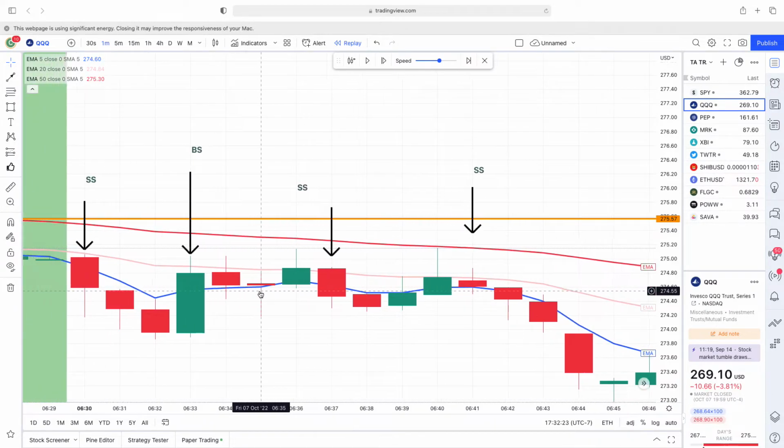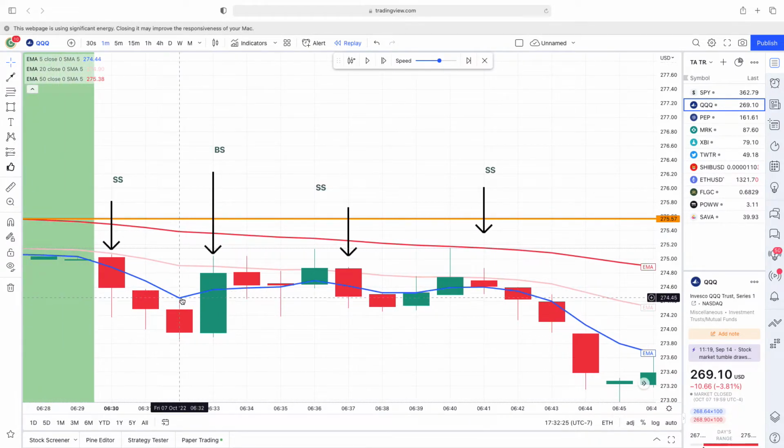Now this here, see this wick outside of this? This is not a warning. This is just bouncing off the 5 and getting pushed back down. But this bend right here is somewhat of a warning. This, to me, is not a warning because the wick is not crossing this 5 EMA.